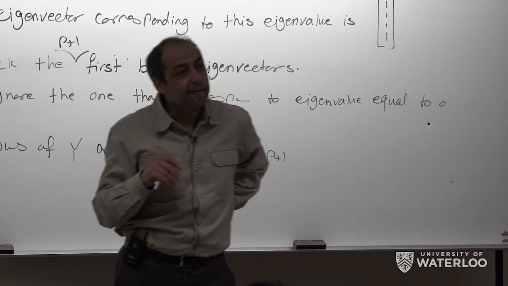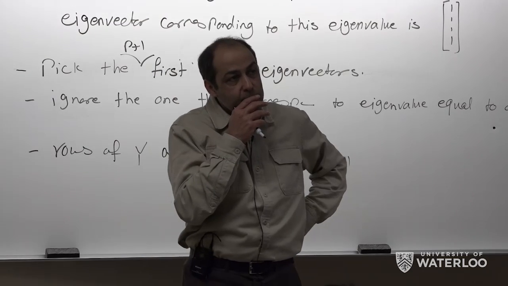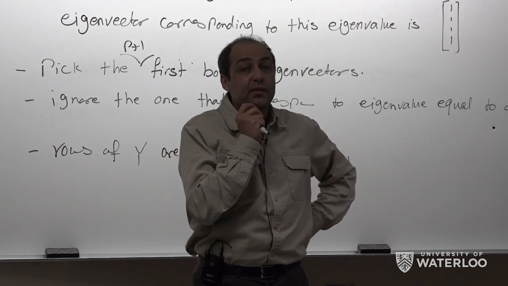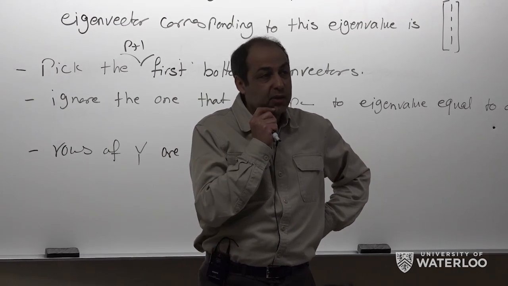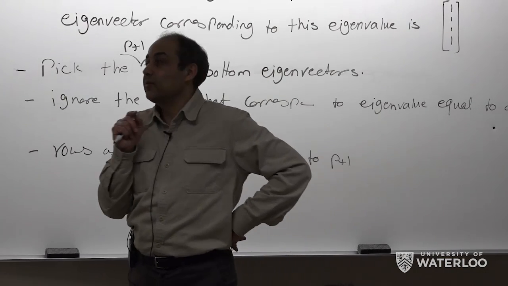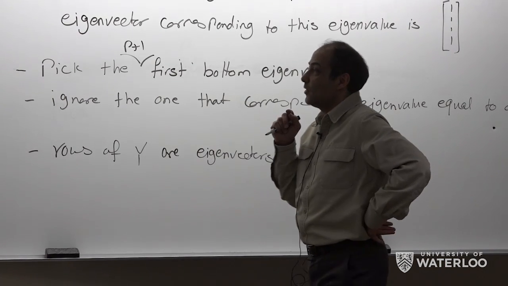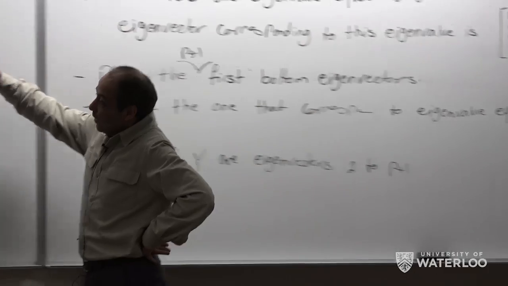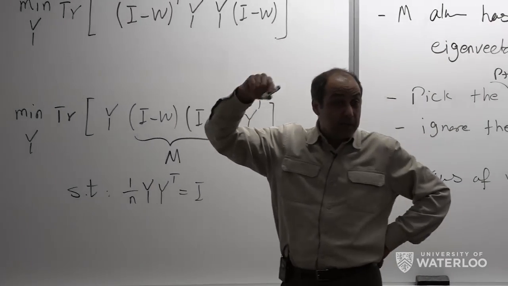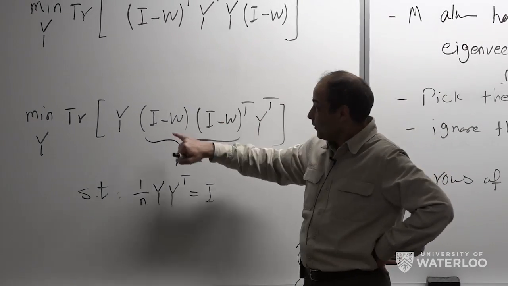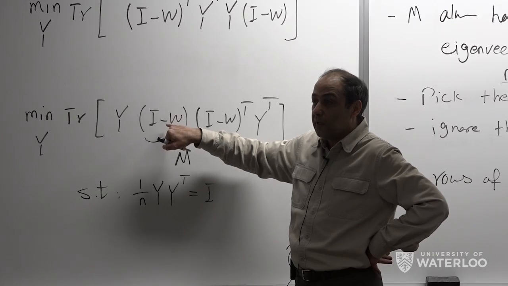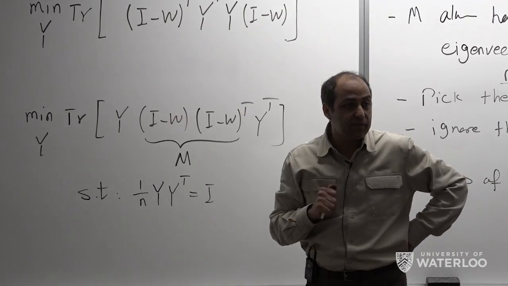Why is one eigenvalue 0? Always there is one eigenvalue equal to 0. We will see the reason for that in the rest of this lecture. If you are familiar with the concept of the Laplacian of a graph, I minus W is the Laplacian of this graph that you made.